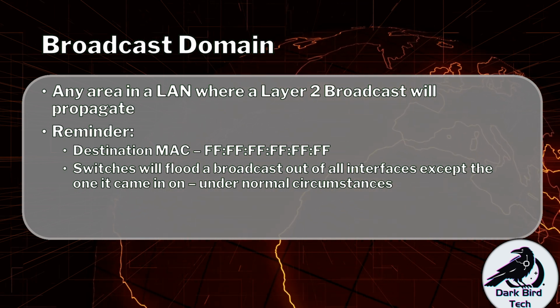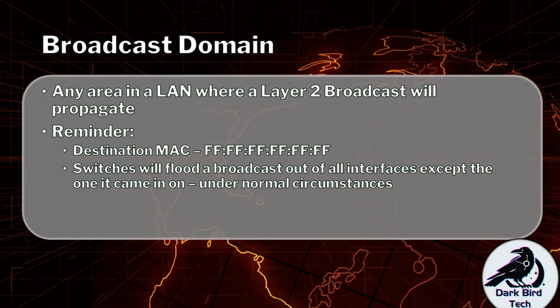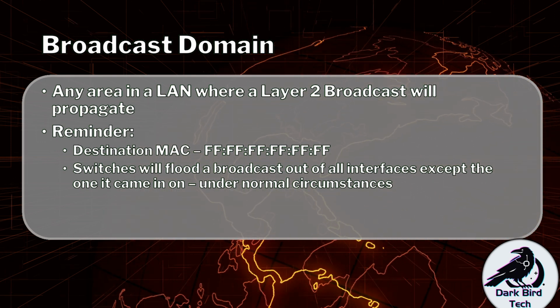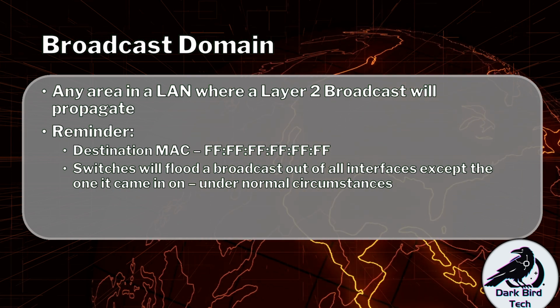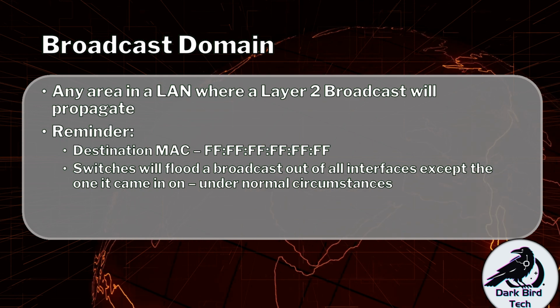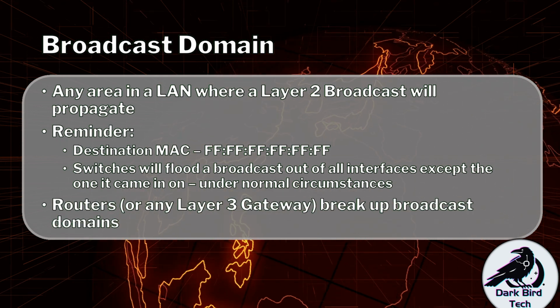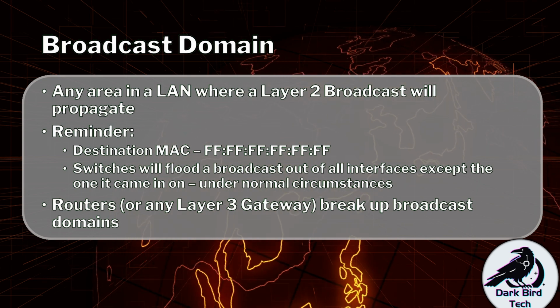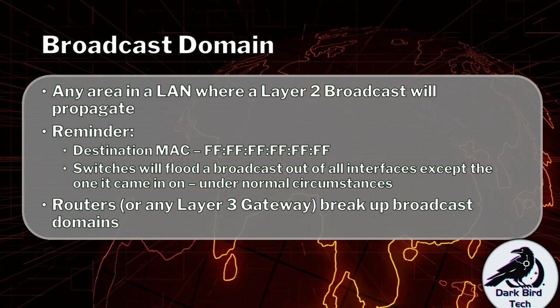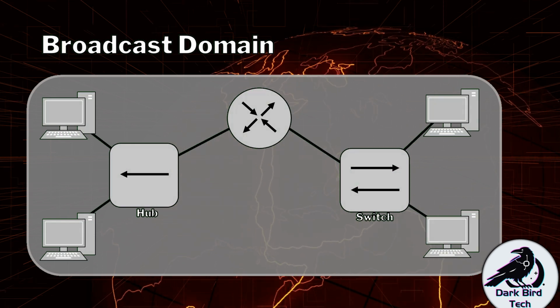Also bear in mind that a switch has got no way of knowing at the moment, until we start doing VLANs, where a broadcast belongs, who it's meant to go to, stuff like that. It just follows the very simple instruction, everyone must get this message. The good news though is routers, or any layer 3 gateway for that matter, are going to break up our broadcast domains. So let's see one in action with that topology from our switch video.